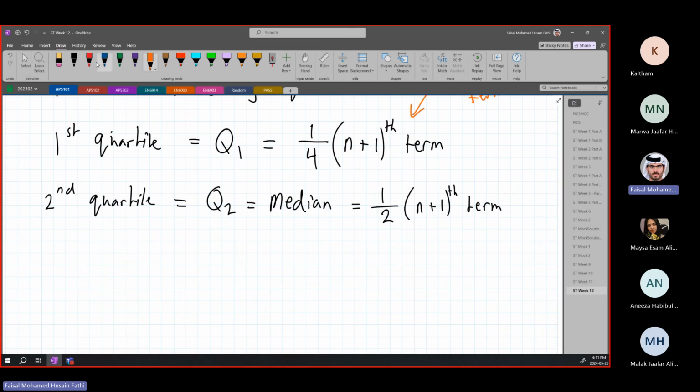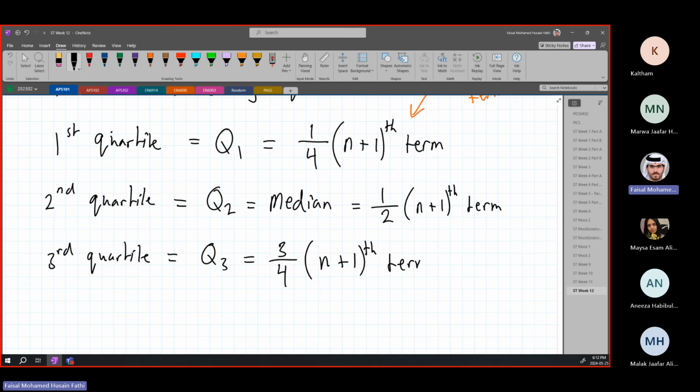That's your actual quartile. The last one being our third quartile, meaning 3/4 of the data set. So this is going to be 3/4, the third quartile, or a quarter plus a quarter plus a quarter. So it is 3 times (n plus 1) over 4 of the term. All right, this is the term. Again, remember, this is the term, not the actual value.